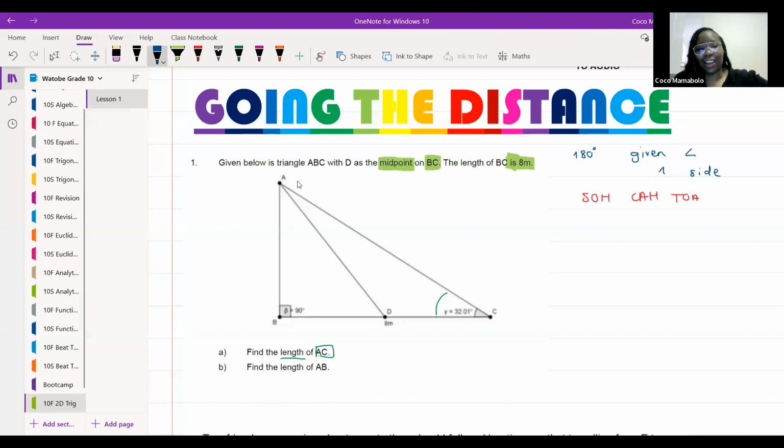Who is SOHCAHTOA? I'm wondering who SOHCAHTOA is today. I have a feeling, is it Kimakoko? No, it's not Kimakoko. Okay, it's Amohalang. Is it Amohalang? Hi, SOHCAHTOA. Nice to meet you.